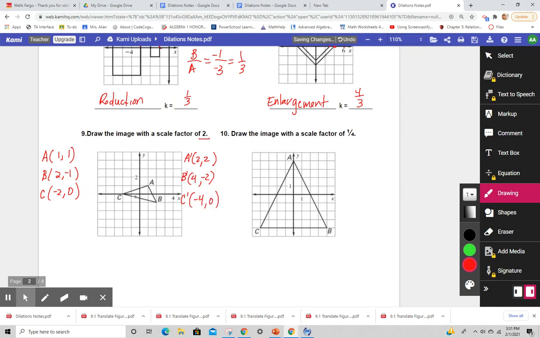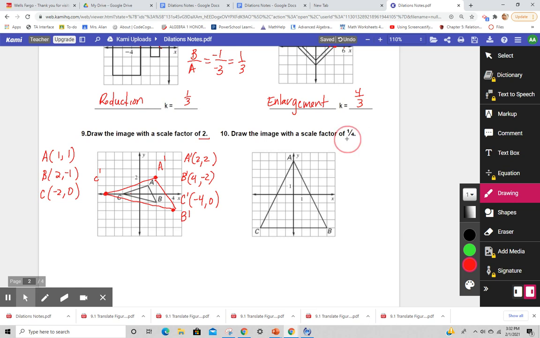And now let's plot those points. 2, 2 is here. 4, -2, I'm sorry, 4, -2 is here, B prime. And then -4, 0 is here. So this is C prime. And as you can see, this is enlargement.